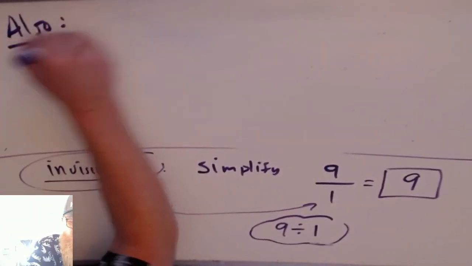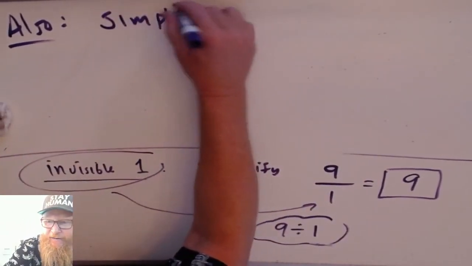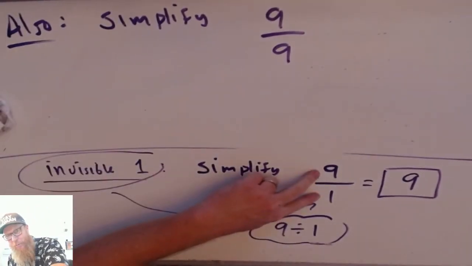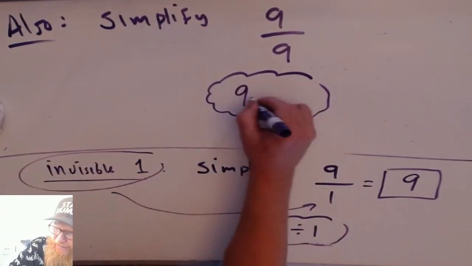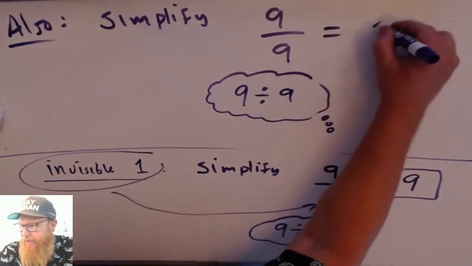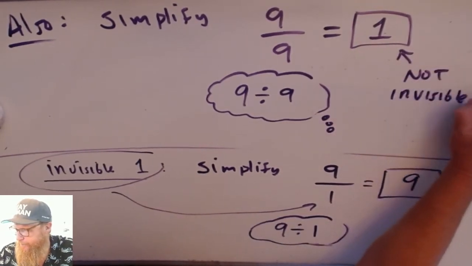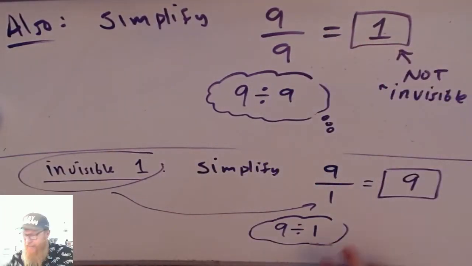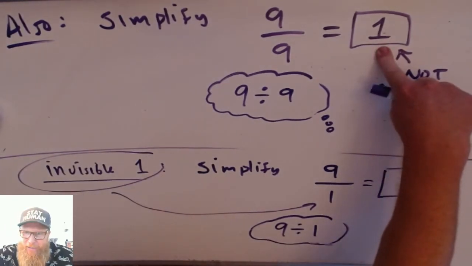Also, if I asked you to simplify 9/9, that's different than 9/1. That's 9/9. And again, here's the cloud. This just means 9/9. And that is, in fact, 1. And it's not invisible. You can clearly see that that's a 1. So this is an invisible 1, and then this is a not invisible 1.